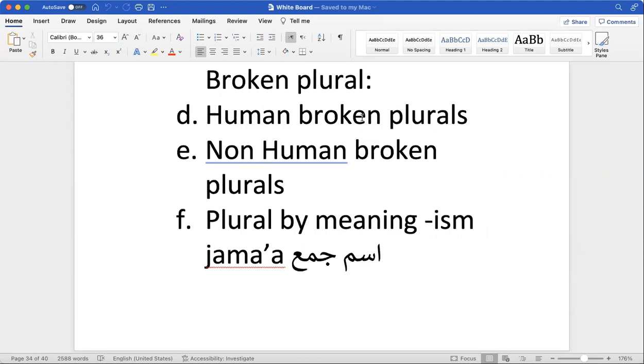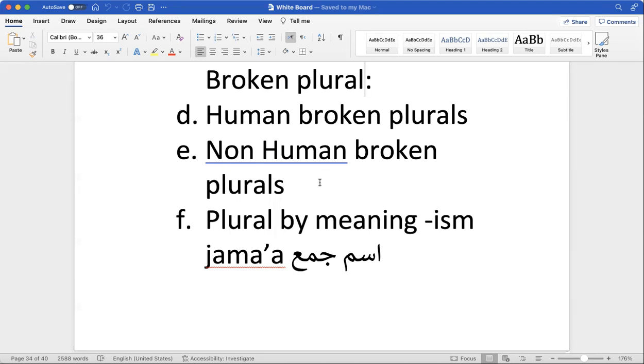When you say human broken plural, it does not sound like una, ina, atun, atin. For example, take Rasul. Rasulun means one messenger. But when we say plural, it's not Rasuluna or Rasulina. It is Rusulun. Nabi, one prophet, is not Nabiyuna. We say Ambiya. Alim, one alim, becomes Ulama. So it does not end with una, ina, atun or atin sound, but it is human. So it is a human broken plural.